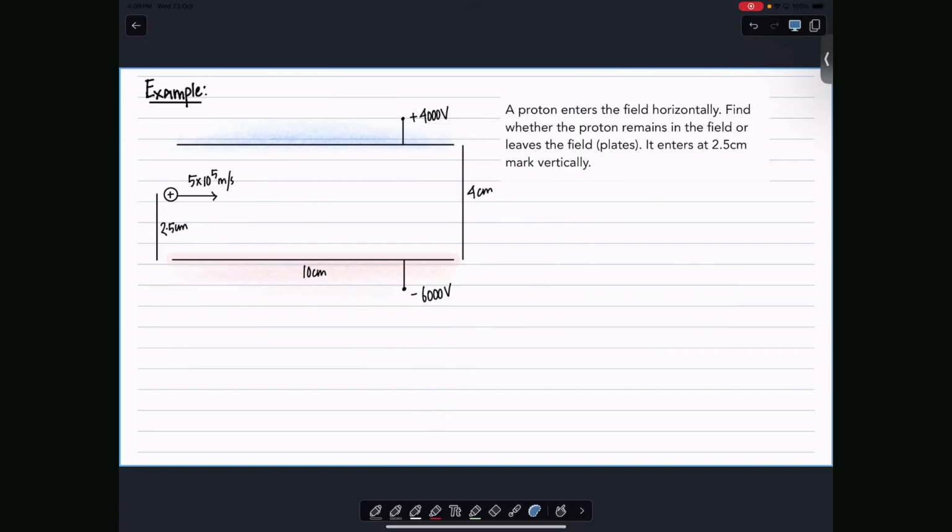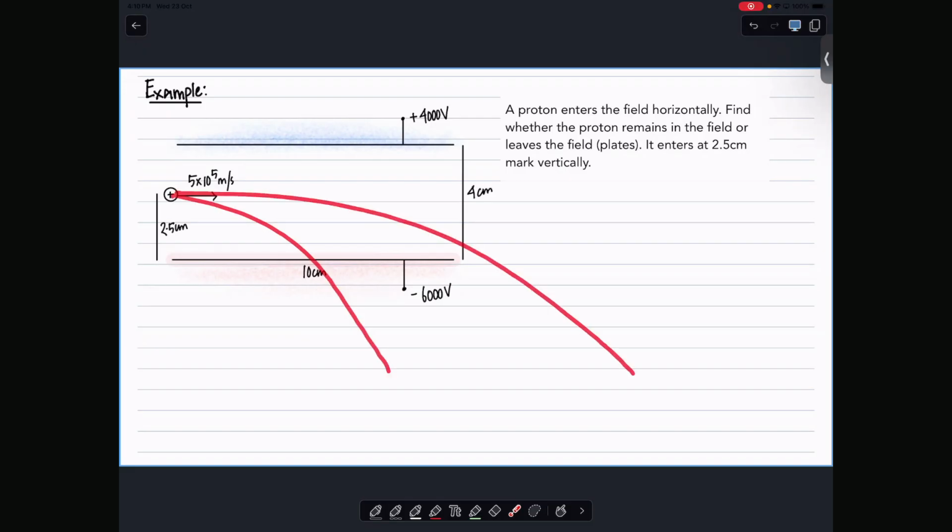Okay, it says a proton enters the field horizontally. Find whether the proton remains inside the field or leaves the field. It enters at the 2.5 centimeter mark vertically, so it enters at this location here. It's a proton going there, entering at 5 into 10 to the power 5 meters per second. You need to do your math and figure out, does it stay inside or does it go outside?